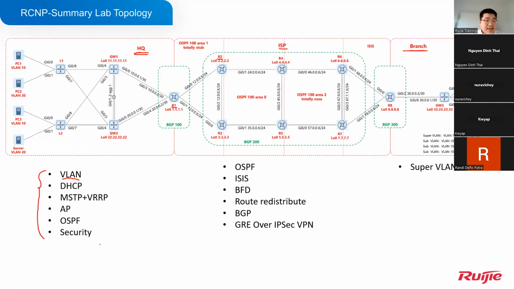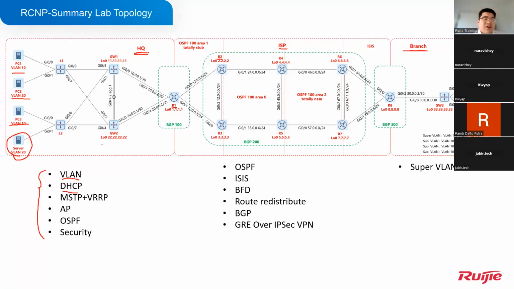Okay, first is VLAN. Next is the DHCP. DHCP stands for Dynamic Host Configuration Protocol. It's a protocol that mainly used to assign the IP address to the network clients or network terminals. For example, the PCs, PC1, PC2, PC3. These kind of PCs can get the IP address automatically through the DHCP. Okay, and in this case, here is a server different from the PCs.